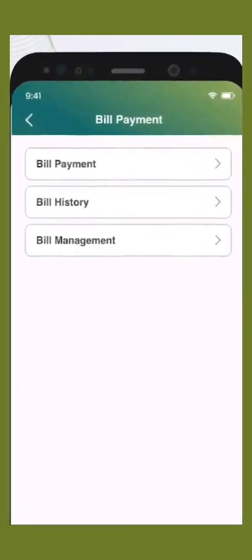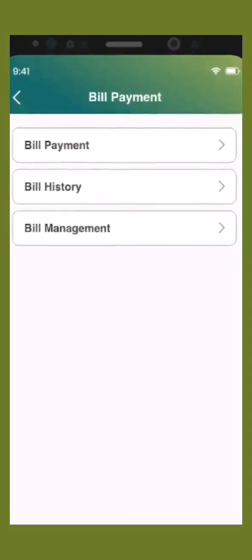Those hidden layers of tech just beneath the surface of the apps you use daily. Well, thank you for joining us on this deep dive.